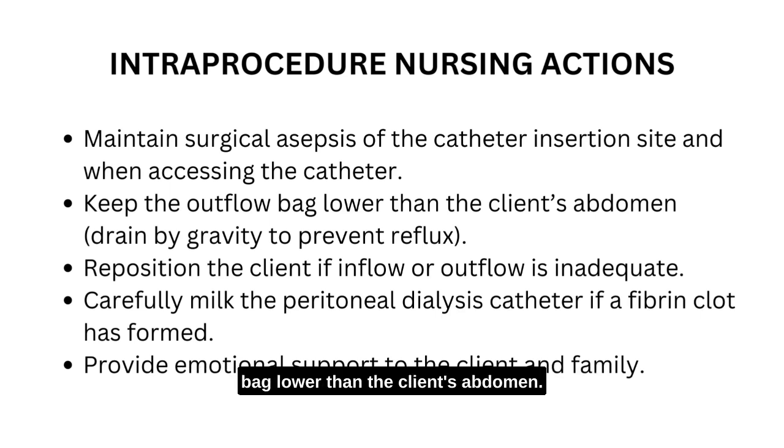Keep the outflow bag lower than the client's abdomen, drain by gravity to prevent reflux. Reposition the client if inflow or outflow is inadequate. Carefully milk the peritoneal dialysis catheter if a fibrin clot has formed. Provide emotional support to the client and family.